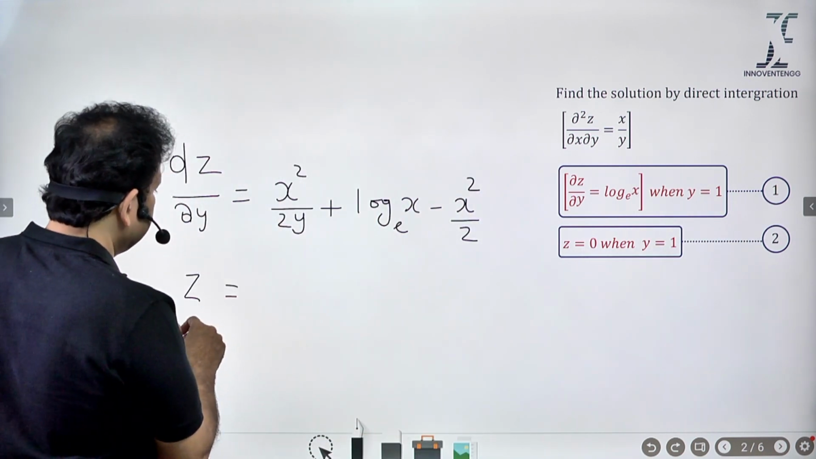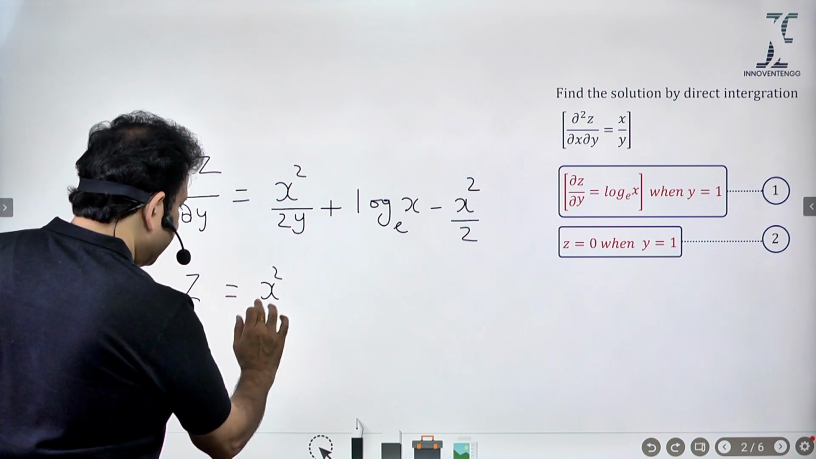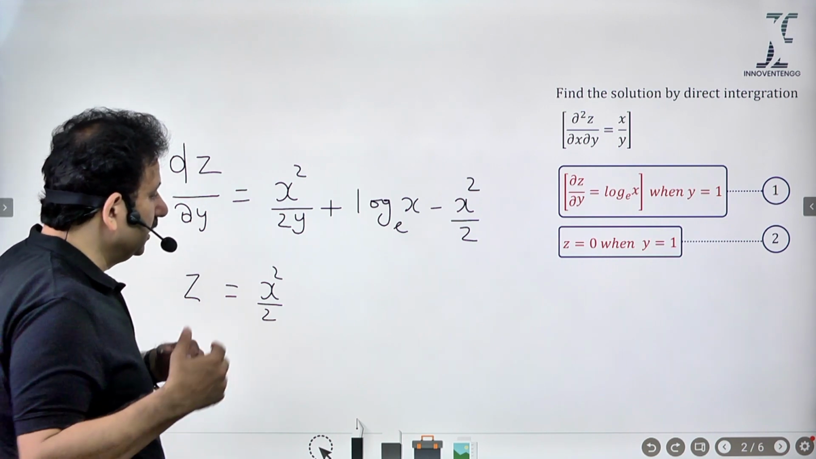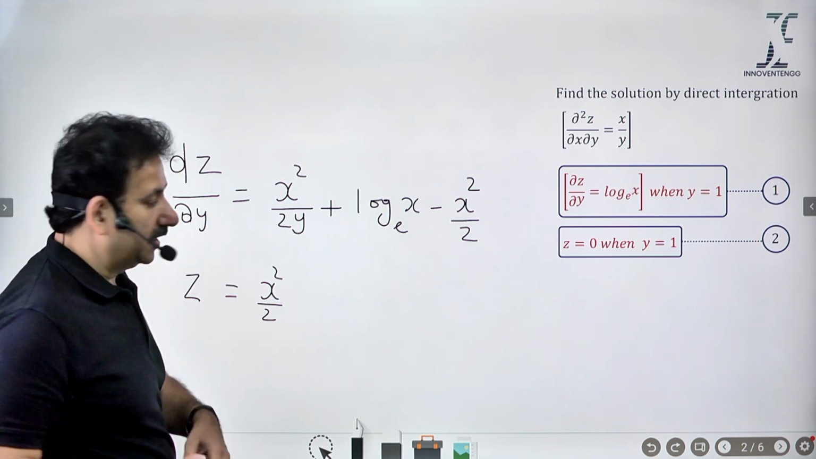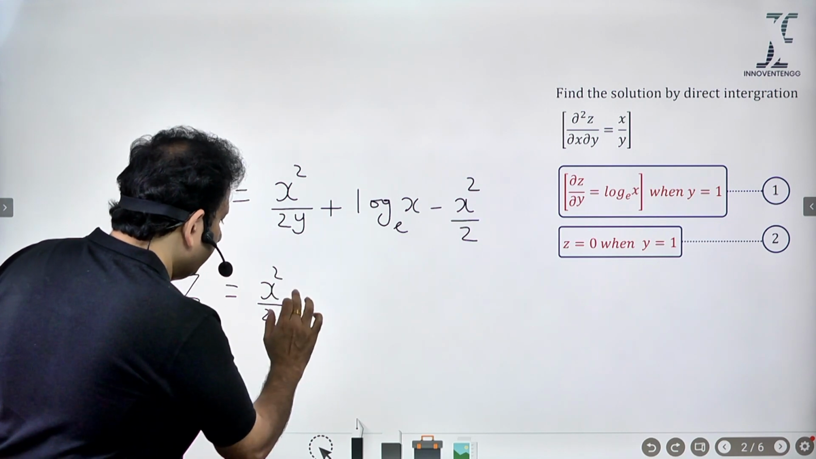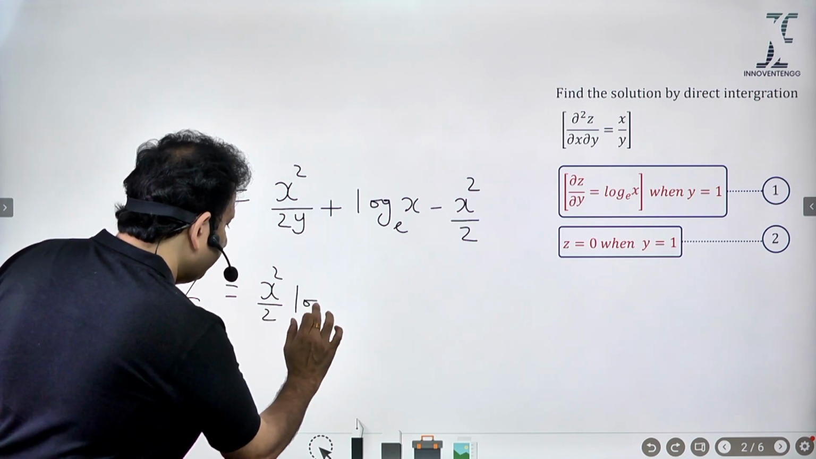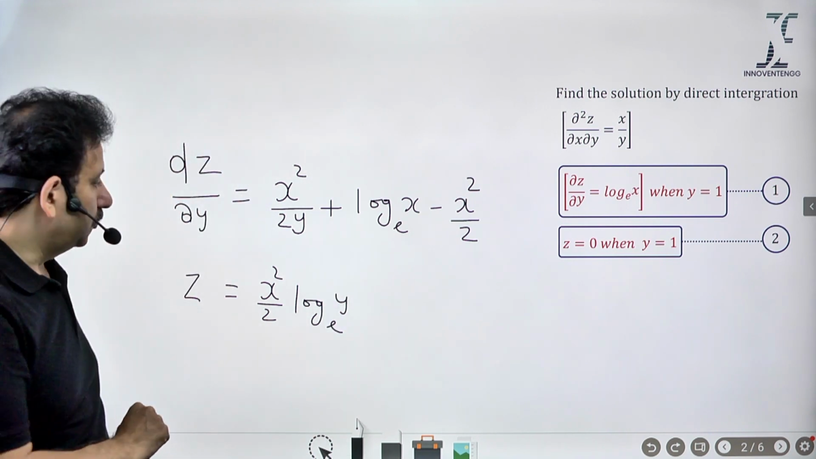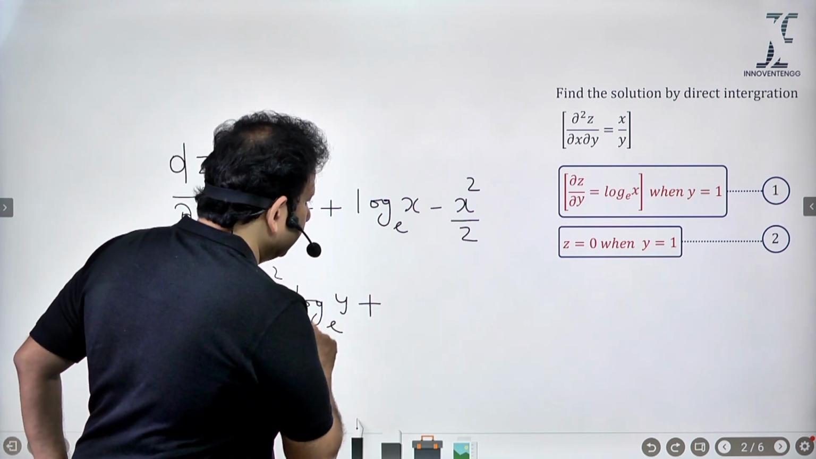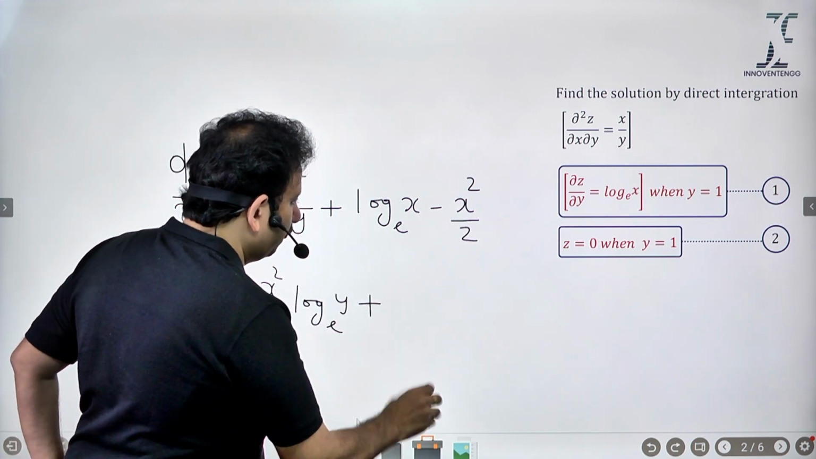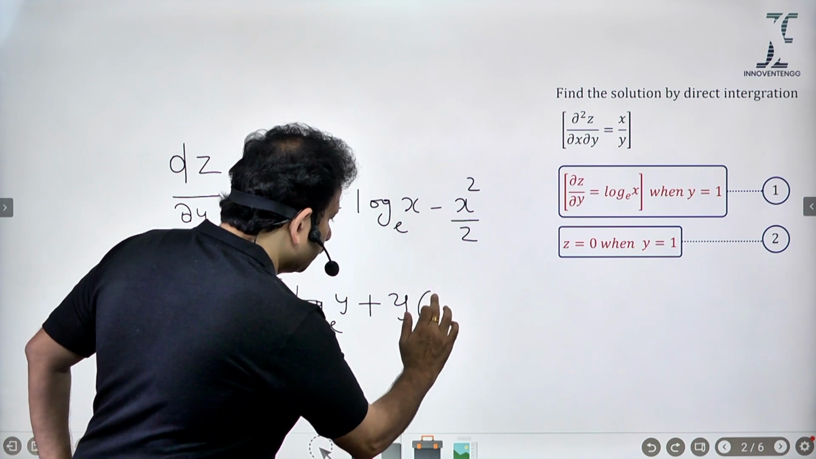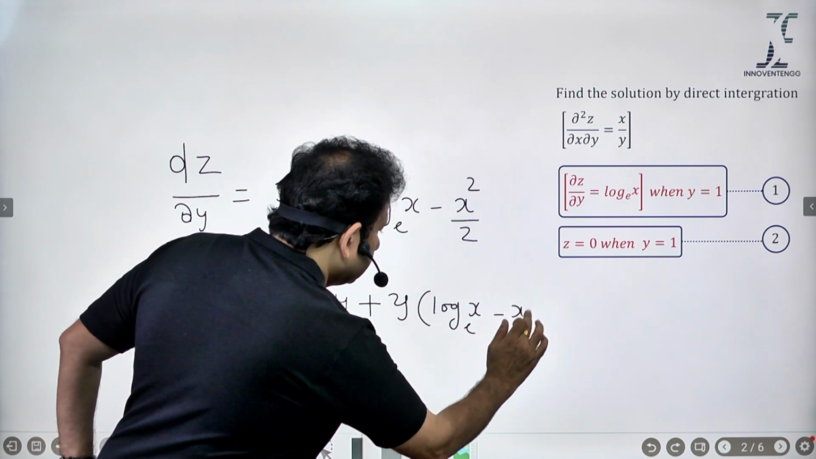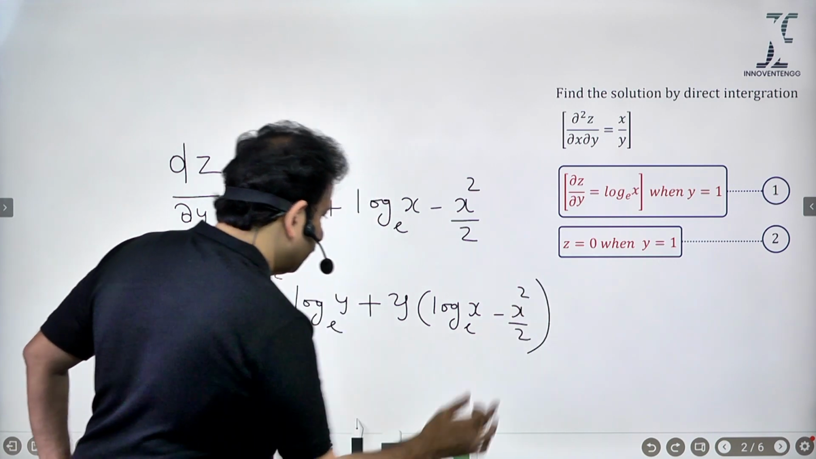So if I integrate this with respect to y, you have to be very clearly familiar with all the fundamentals of integration. If you aren't, please visit our module on fundamentals of integration. 1 by y, if you integrate, remember always you are going to get log y to the base e. That's very important to note. Plus, if you are integrating these constants with respect to y, you are going to get y into those constants, that is log x to the base e minus x square by 2.